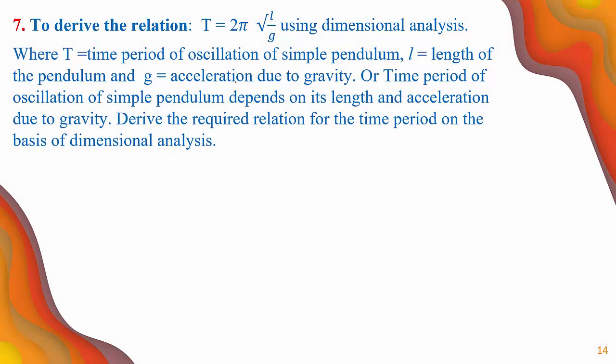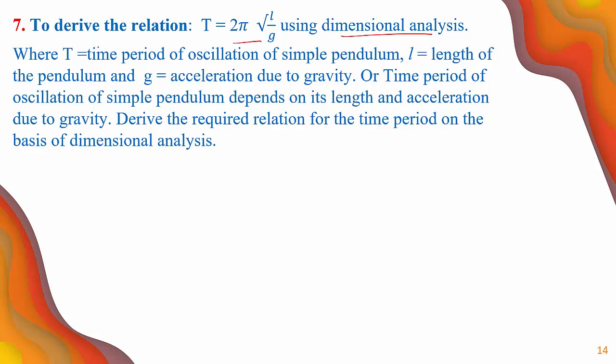To derive the relation T equal to 2 pi square root of L by g using dimensional analysis. This question is very important. Many times students get this equation in their midterm examination as well as in the annual examination. It is a very, very important example. Similar steps you can follow here also.